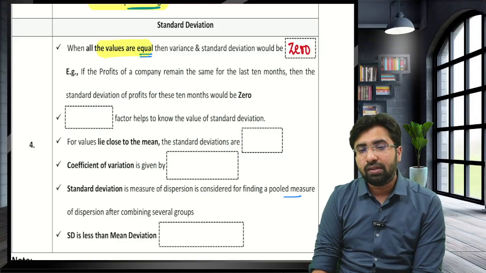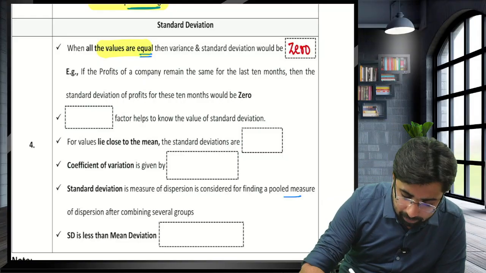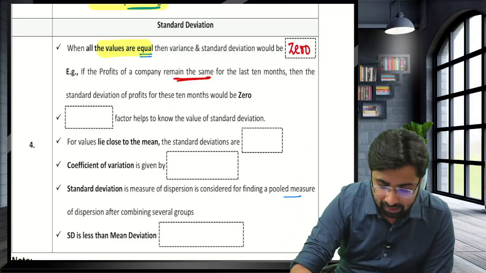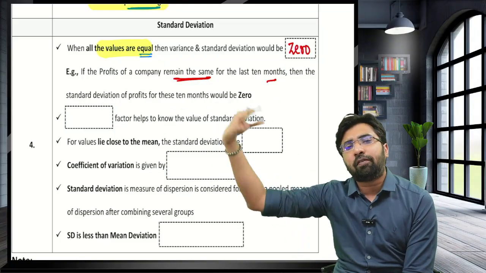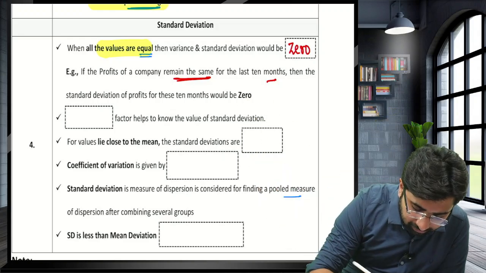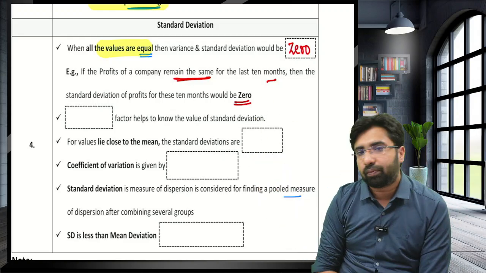For example, if your company has the same profit for the last 10 months, 50 lakh for the entire 10 months, the standard deviation will be 0. Are you getting the point?